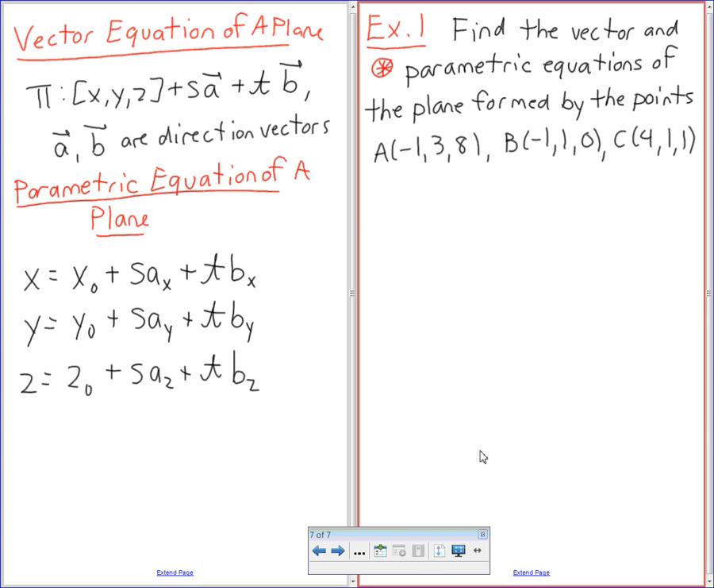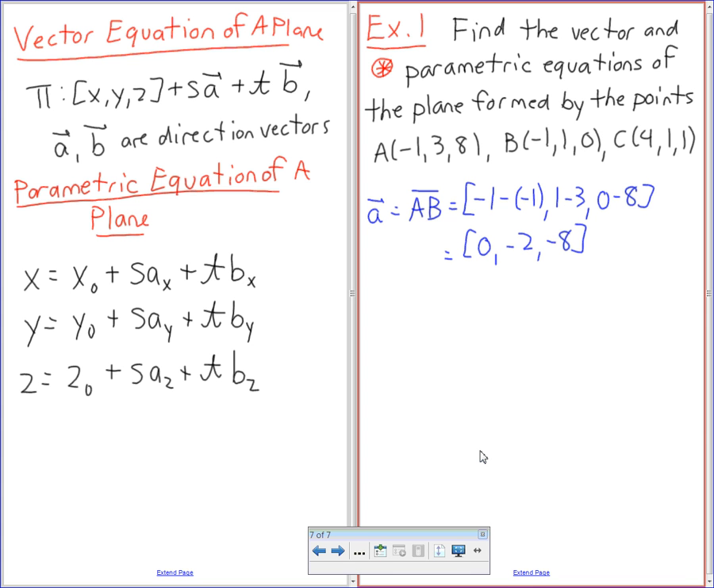Good, good. So my first direction vector is going to be AB. As Joe was saying, it's just going to be B minus A. So it's going to be -1 minus -1, 1 minus 3, 0 minus 8, which equals 0, -2, and -8. Of course, because I'm a minimalist, that makes me unhappy. That will work for a direction vector.